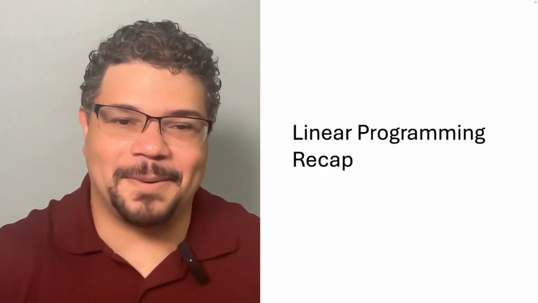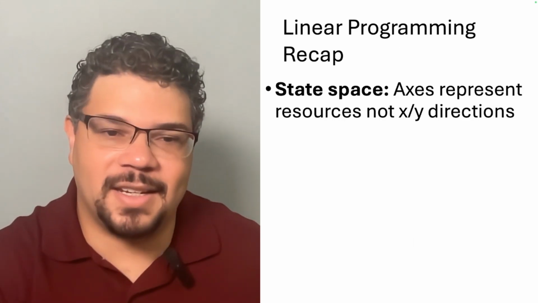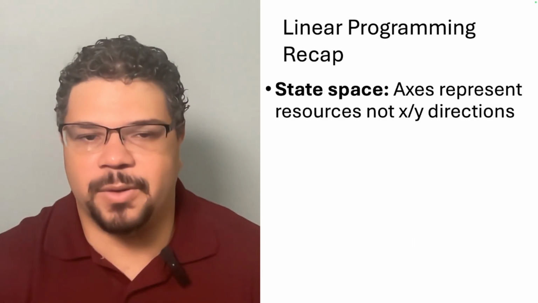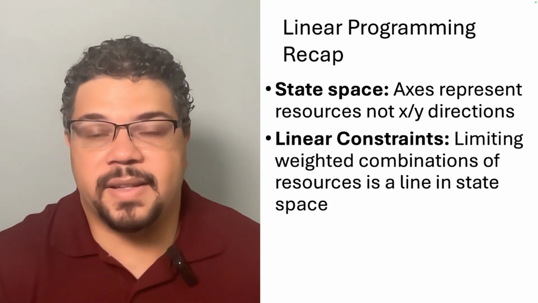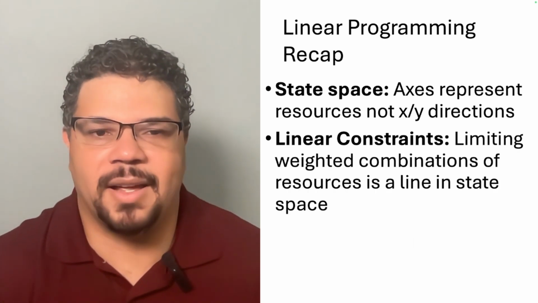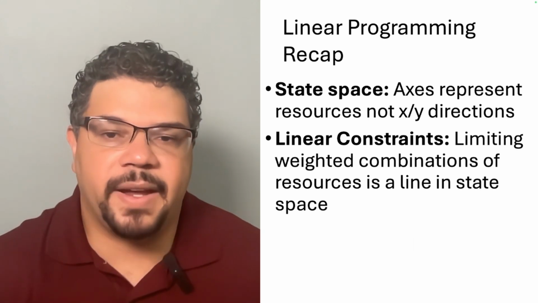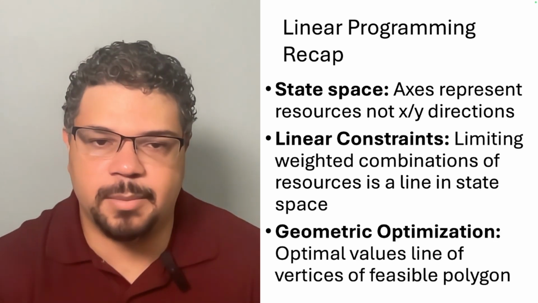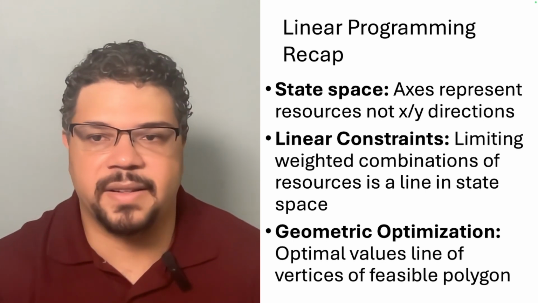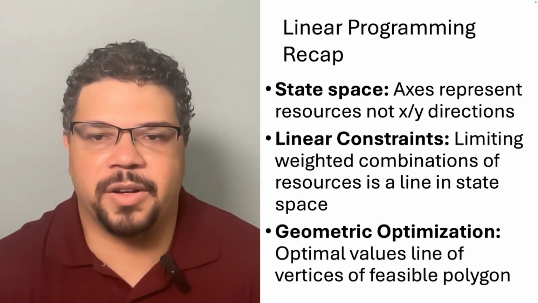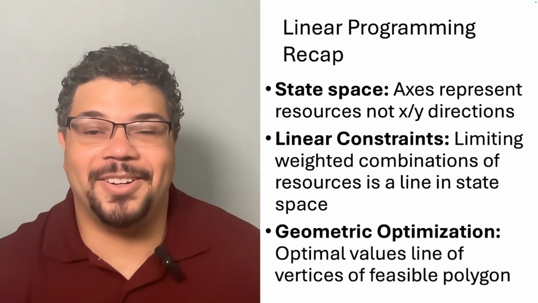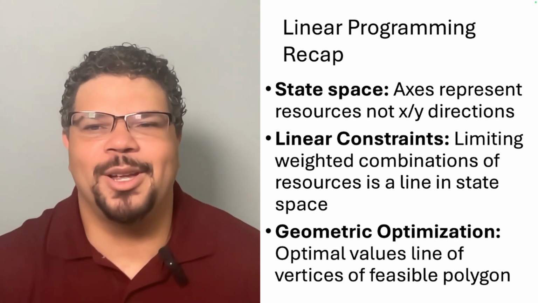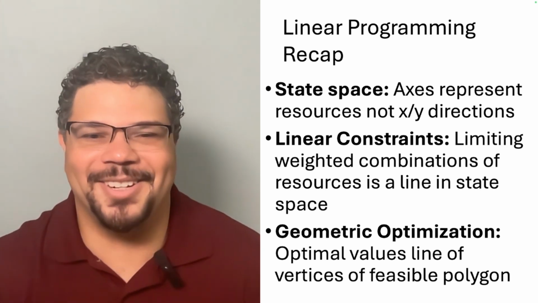To recap, we can represent the state space of an optimization problem visually, with each axis representing a resource we have. Linear constraints can then be used to represent limits on these weighted combinations of resources. And finally, geometric optimization can be used to identify vertices in the feasible region and test each vertex to see which is optimal for our current objective. It turns out there are many other problems that can be solved with a very similar geometric approach, but we'll have to save that topic for when I see you in a future video.